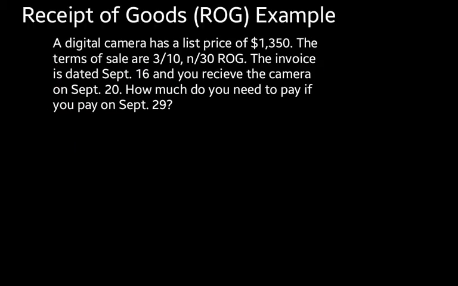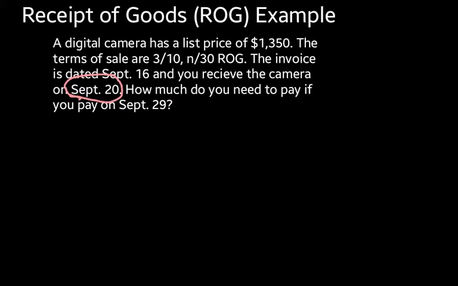Alright, so here's a receipt of goods example, and this is going to be a little bit different from ordinary dating because we don't end up starting our credit period until we receive the goods. It says a digital camera has a list price of $1,350. The terms of sale are 3/10, net 30, ROG. So that's your clue there that this is receipt of goods. The invoice is dated September 16th, and you receive the camera on September 20th. So September 20th is our ROG date.